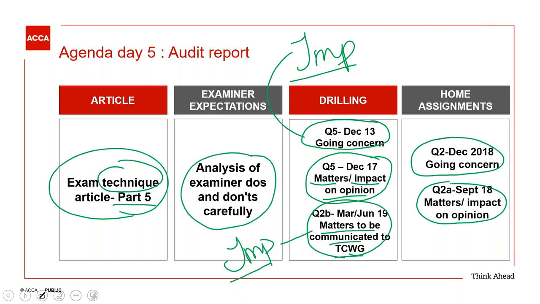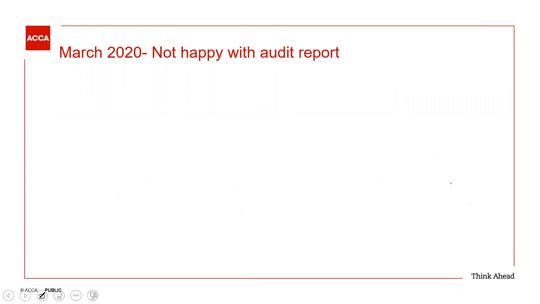Okay, now starting the session and focusing on what you need to know about the audit report. First of all, on the first day of the webinar, I was discussing with you the criticism of the examiner and the March 2020 paper, which is the most latest paper available on the ACCA website. If you look at the examiner's report for that March 2020 paper, look at the title. The title says, "Not happy with audit report." The examiner is not happy with students' approach to the audit report.